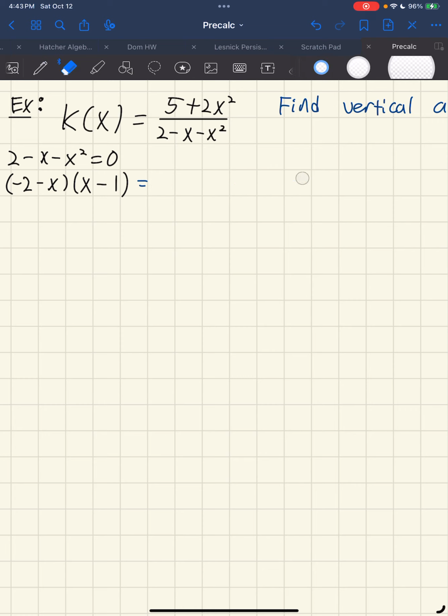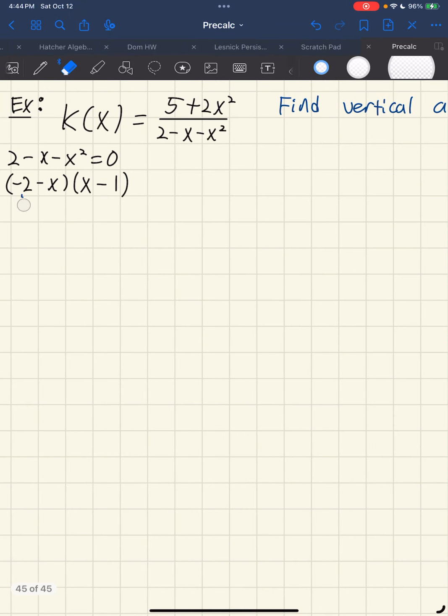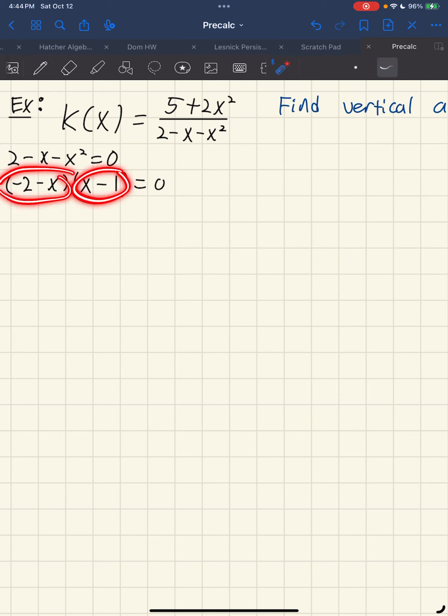So now let's try this again. We're going to get negative 2 times x will be negative 2x. Negative 2 times negative 1 will be plus 2. Negative x times x will be negative x squared. Negative x times negative 1 will be positive x. And in fact, this is giving us what we want. This will be 2 minus x squared. Beautiful. And that is how I factor. Quadratic equation was probably even quicker than that. So we're getting that this can factor into these two terms.